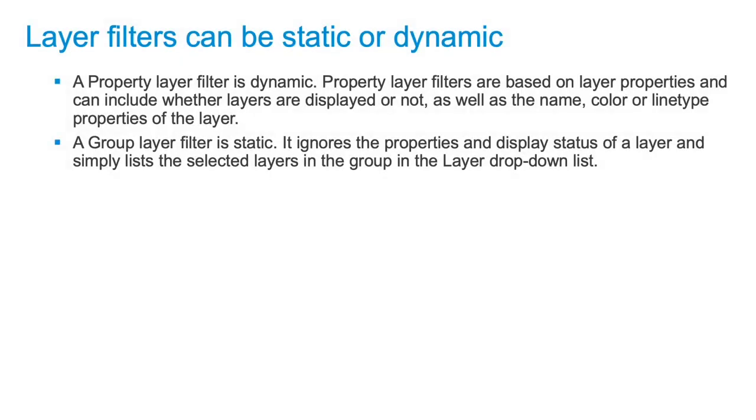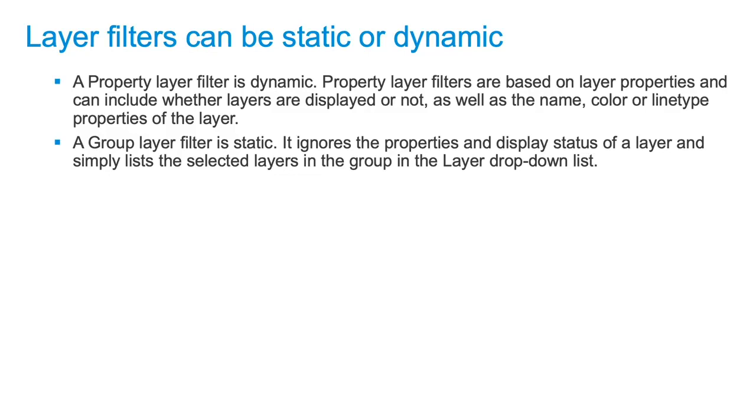A property layer filter is dynamic. Property layer filters are based on layer properties and can include whether layers are displayed or not, as well as the color or line type properties of the layer.